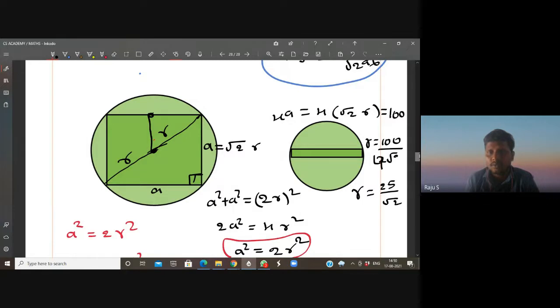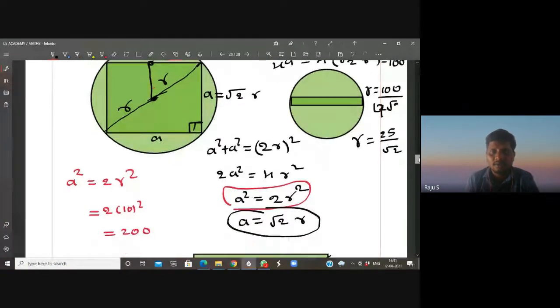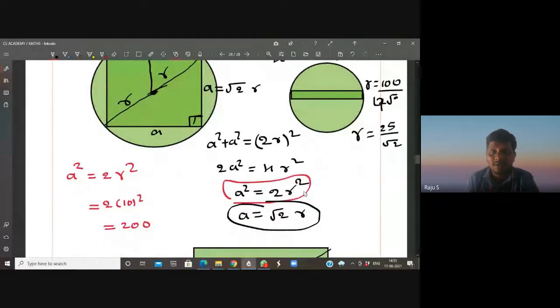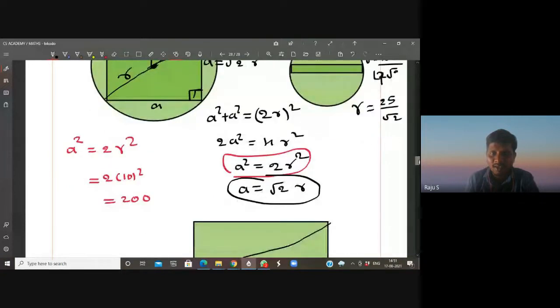This is the radius. But what is the area formula? The area formula: a square is equal to 2r square in terms of r. So a square is equal to 2r square. Now a square is equal to 2 into r square. What is r square?